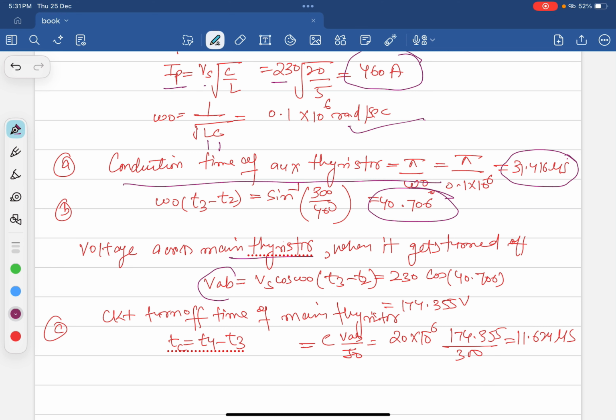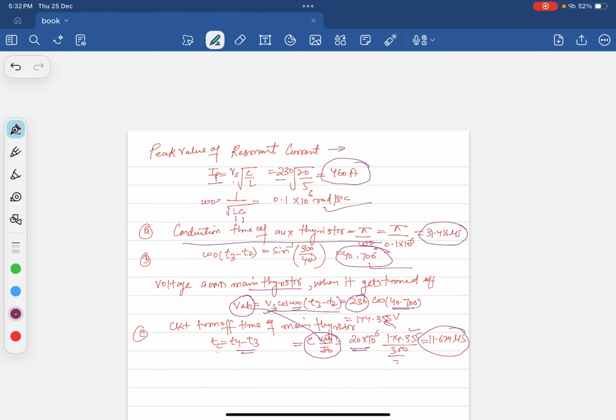Then we have to calculate VAB, that we have to put in the circuit turn off time of the main thyristor. We calculate it by Vs cos omega naught into T3 minus T2. Vs we know is 230. The omega naught value we have already calculated, and T3 minus T2 we have calculated. Also circuit turn off time is Tc equal to T4 minus T3 equal to C VAB upon I naught. So the value of the capacitor, VAB we have already calculated, upon I naught.